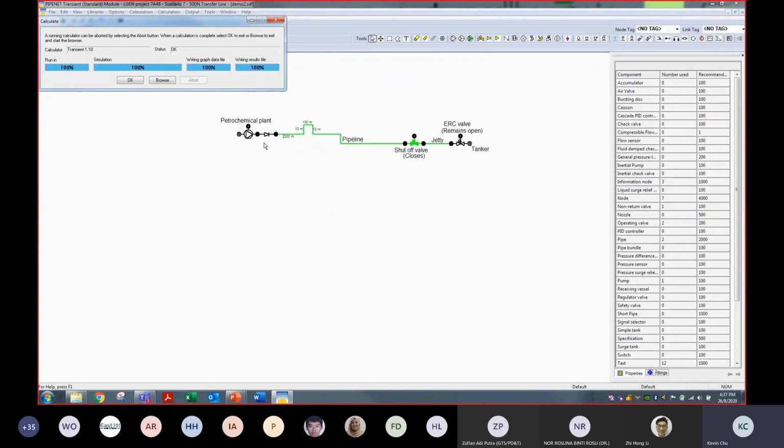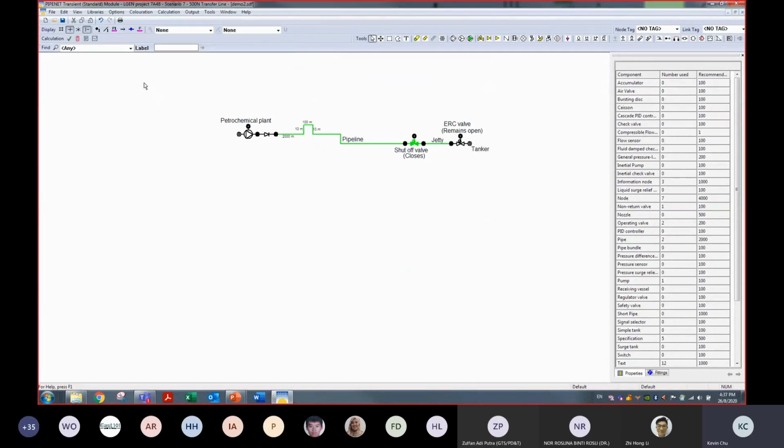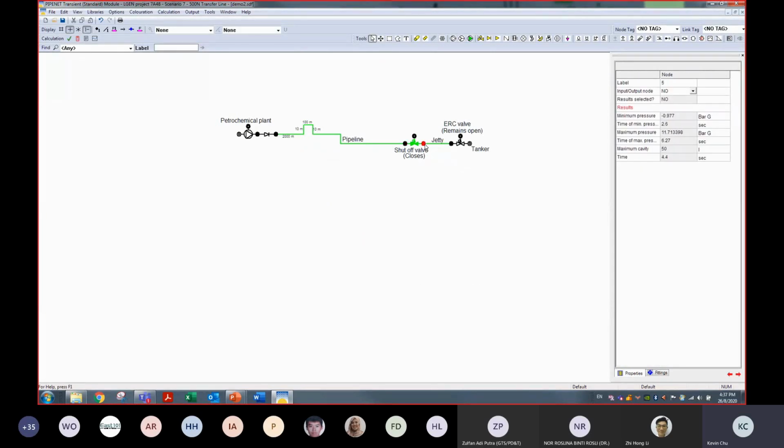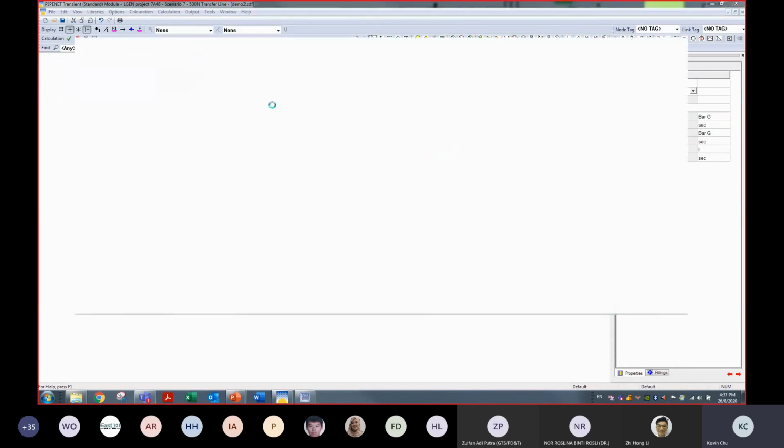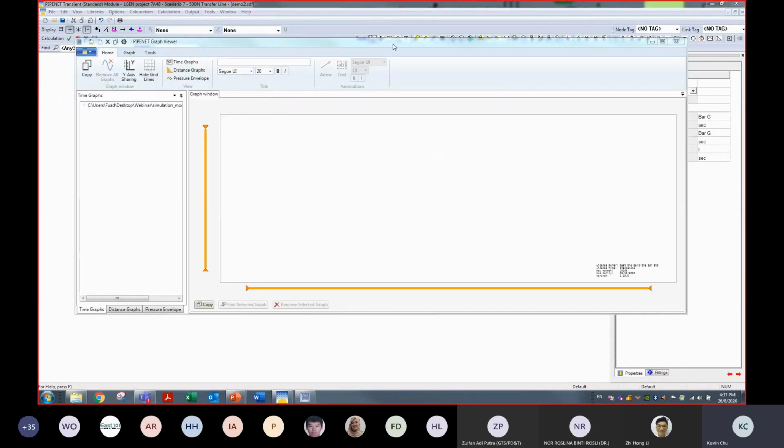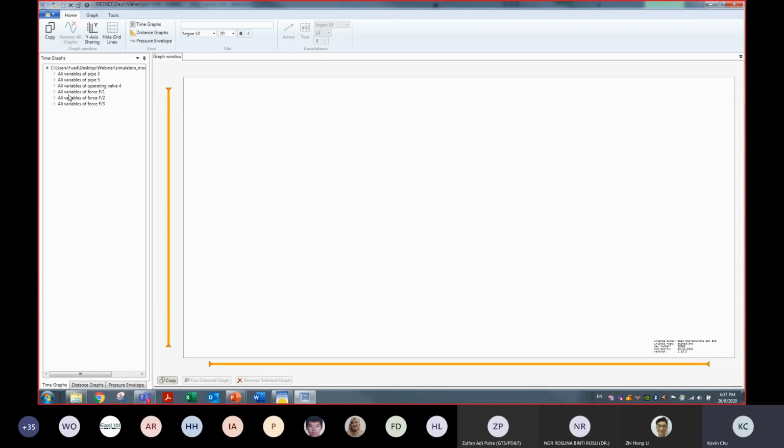Okay, so the simulation has been completed. Now we want to look at how the result looks. What we are interested in here is the inlet of the shut-off valve and also the outlet of the shut-off valve, because we think this is the most severe in terms of pressure surge and also in terms of the pressure wave. So let's look at the results here. I just open up the graph viewer, where we can see the result of the simulation.